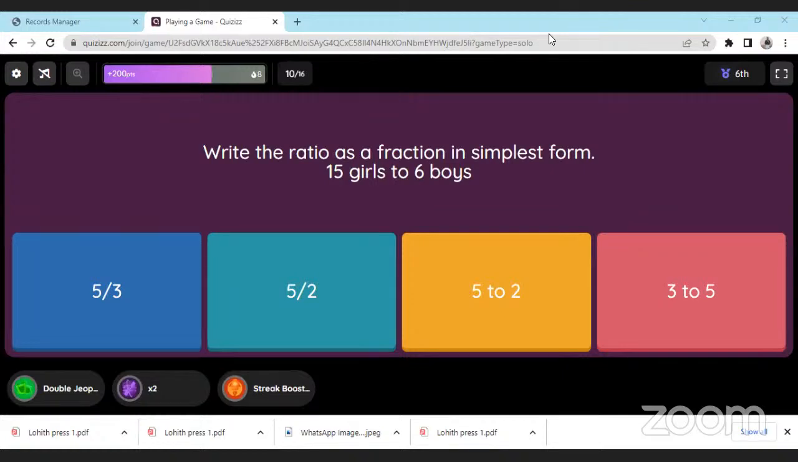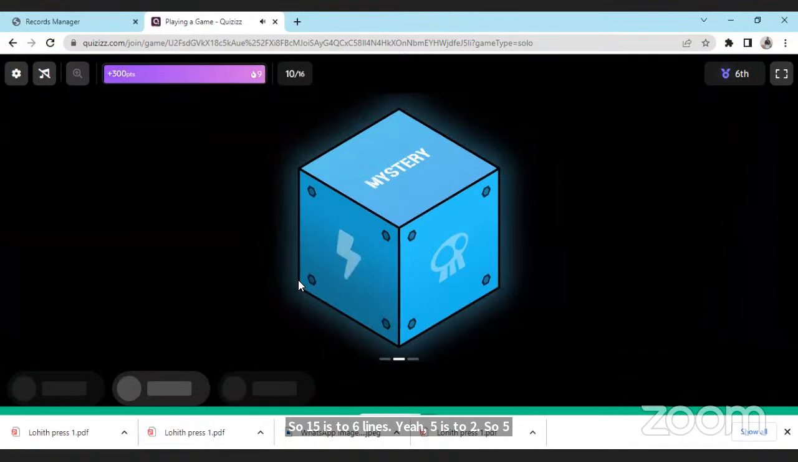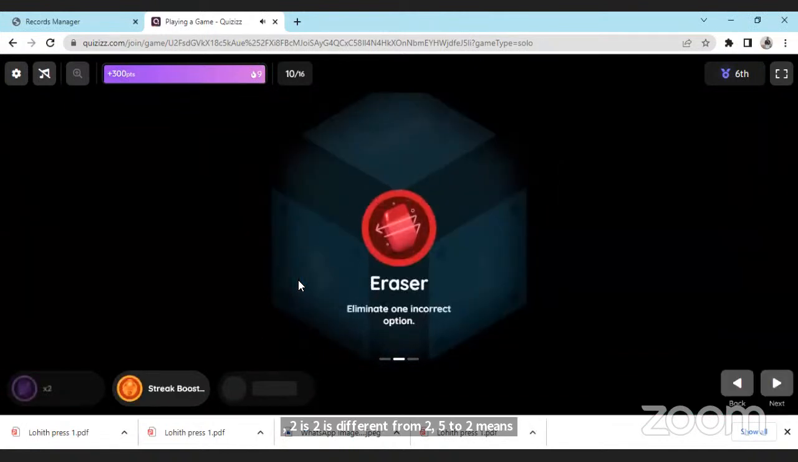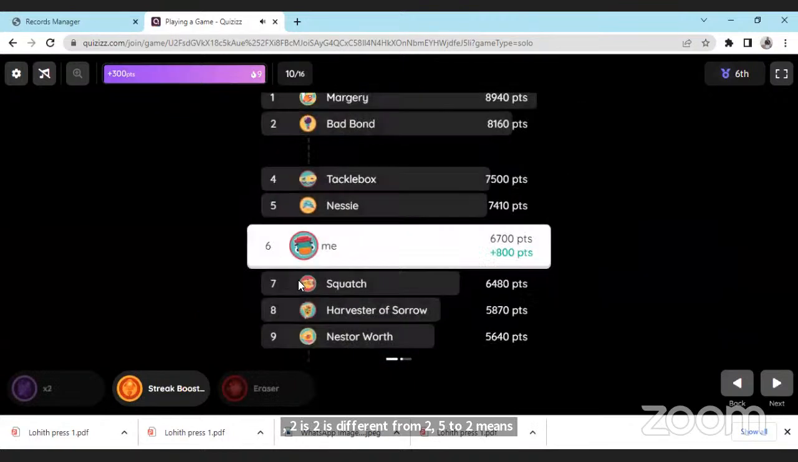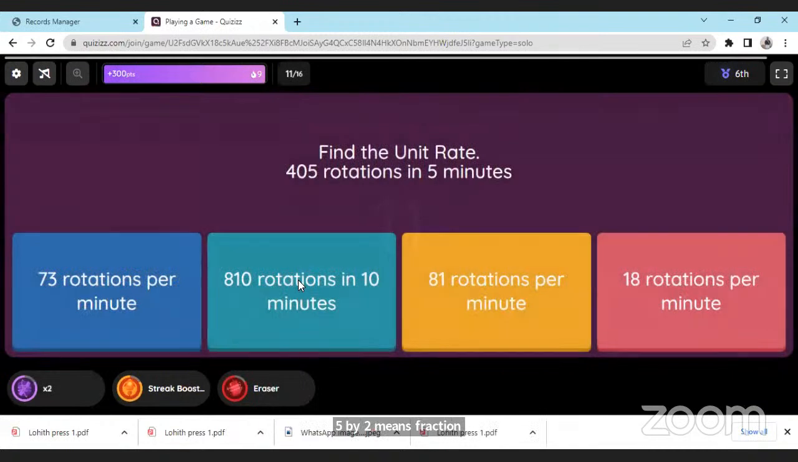So 15 is to 6 means 5 is to 2. So 5 by 2. 5 to 2 means reduction. 5 by 2 means fraction. Unit rate means 1. Remember that. Unit rate means for 1.